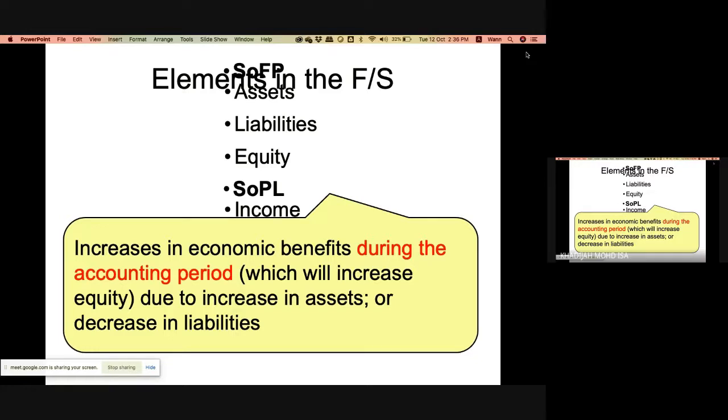Increases in economic benefit during the accounting period due to an increase in asset or decrease in liability. So that is your equity as well.